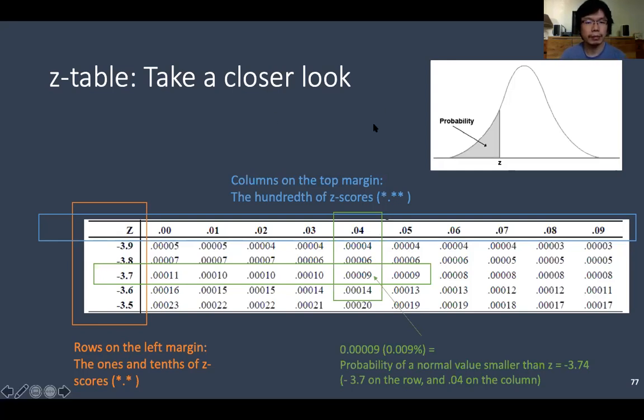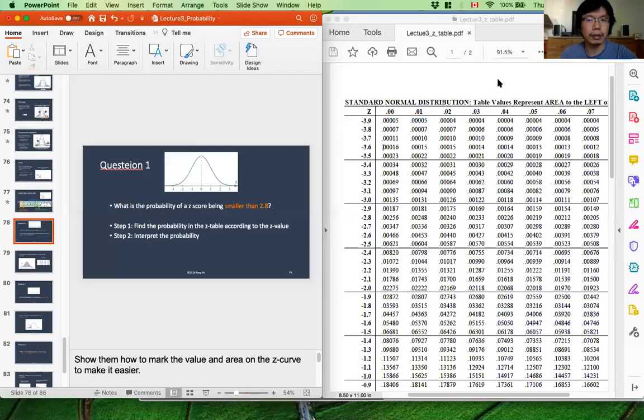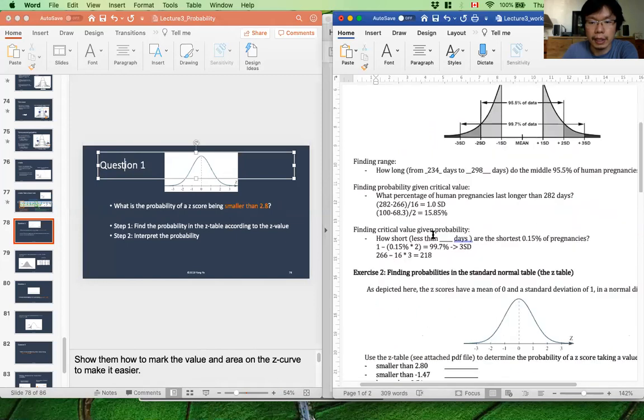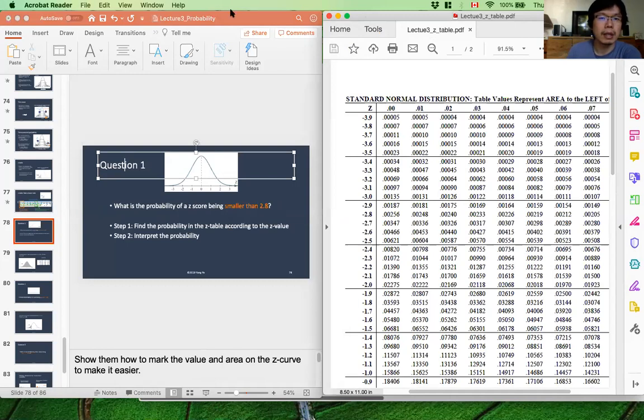If that's clear, we can then try to use the Z table to determine a few probabilities. If you still have the worksheet with you, you'll notice that exercise two has three questions. This is the first question on the worksheet, which asks you to find the probability of a Z score being smaller than 2.8.